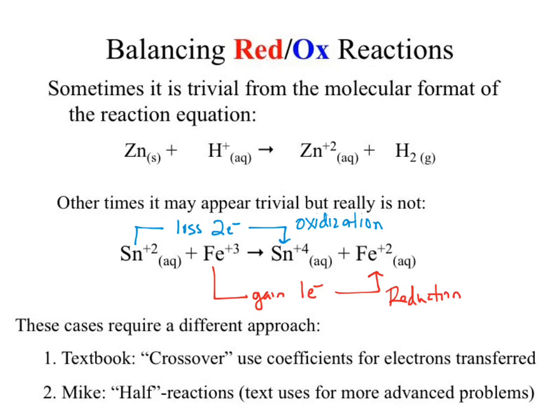Okay, so this is something that you are hugely responsible for. You need to be able to identify these oxidation states and then compare across the reaction what changed. Did it gain? Did it lose? If it gained, reduction. If it lost, it's oxidation. You really need to know that.